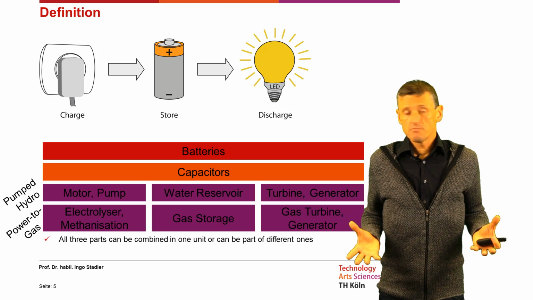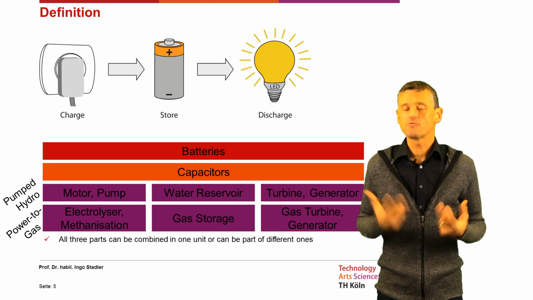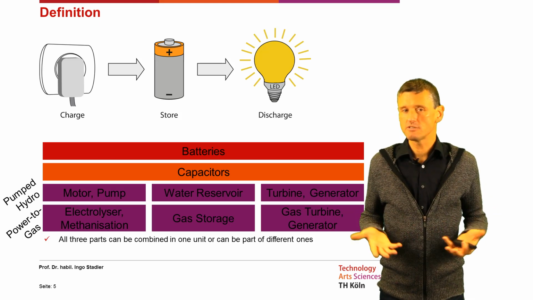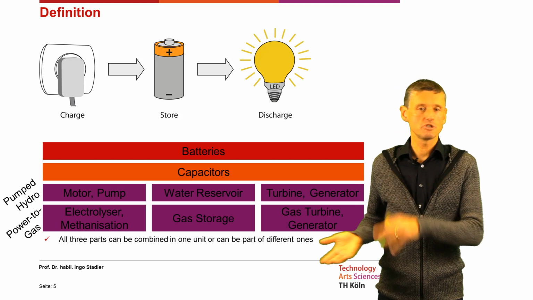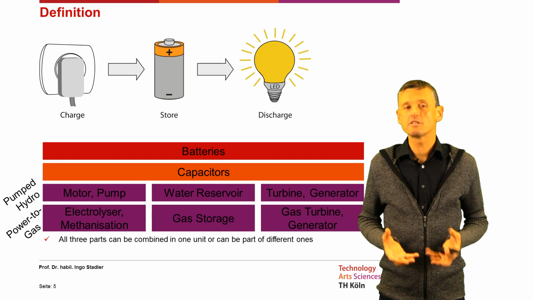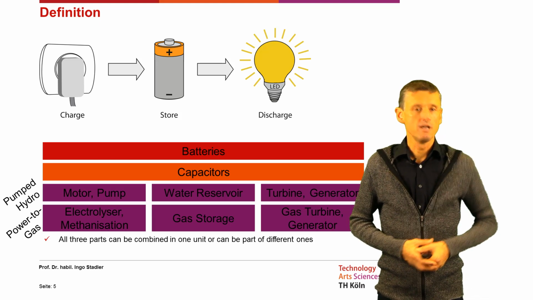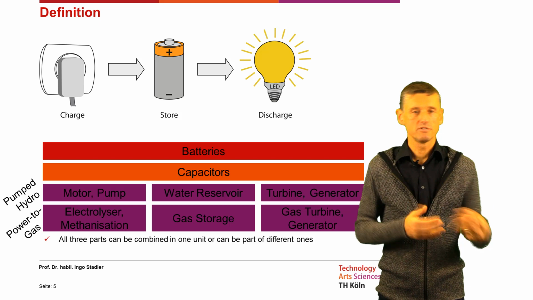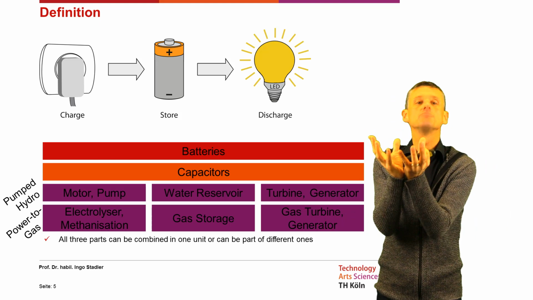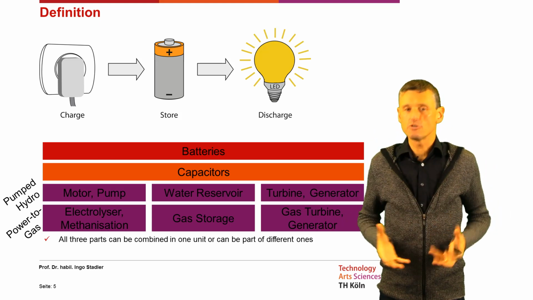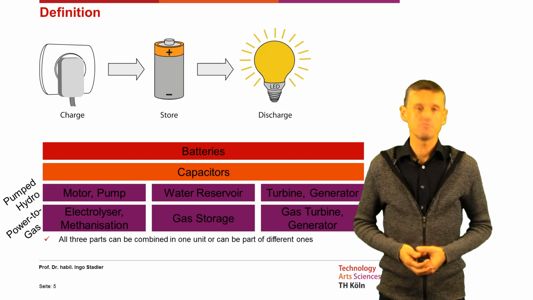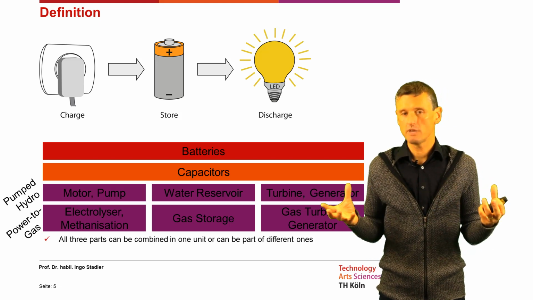In an energy storage system, all three parts can be in one system, like a battery or a capacitor. They are charging, holding and discharging in the same unit. But it can also be different components. When we look, for example, at pumped hydro storage, we have the motor and the pump that is charging the storage. We have the water reservoir somewhere in a higher location, that is the storage part. And then we have the turbine and the generator, that is the discharging part. But at least they are all in one place.